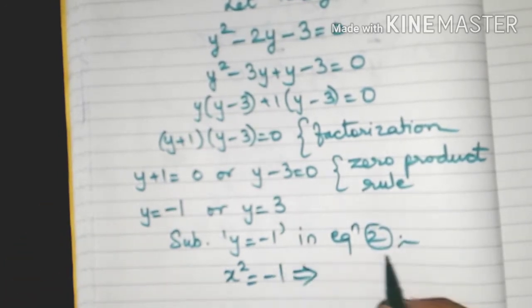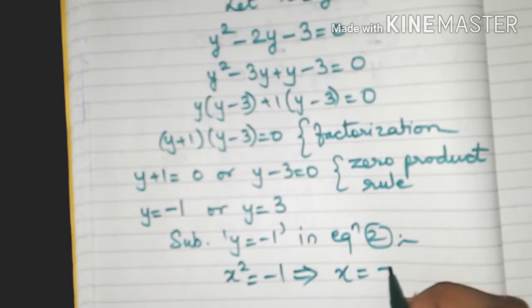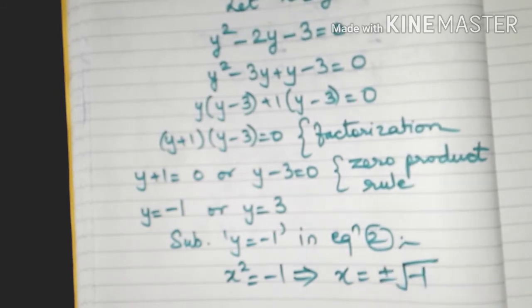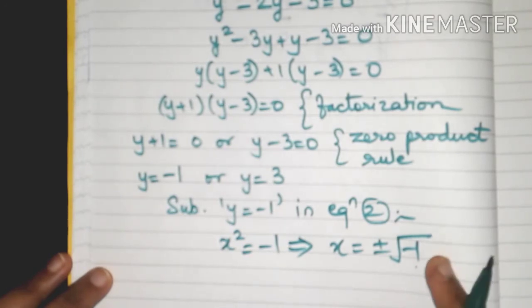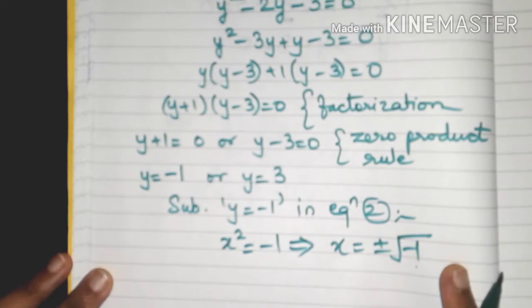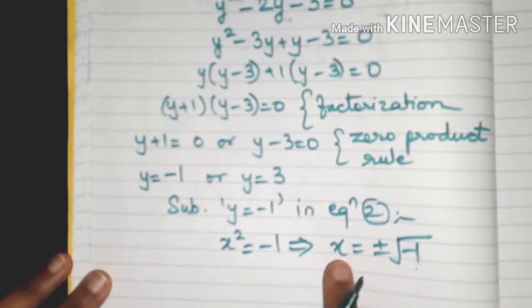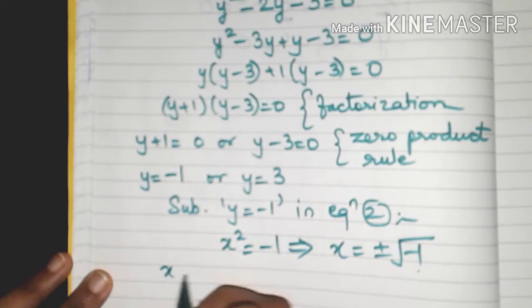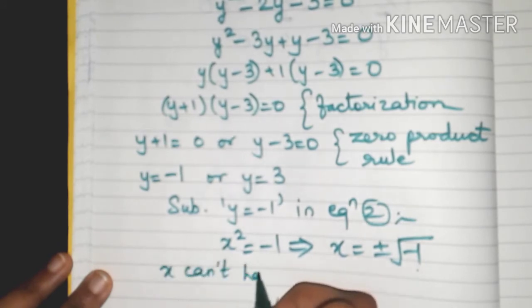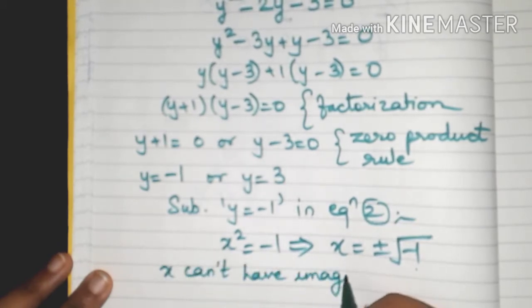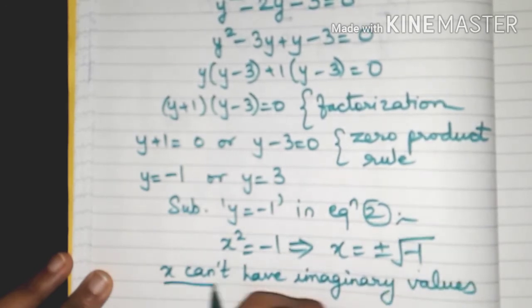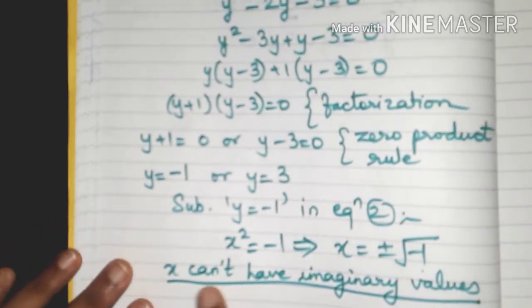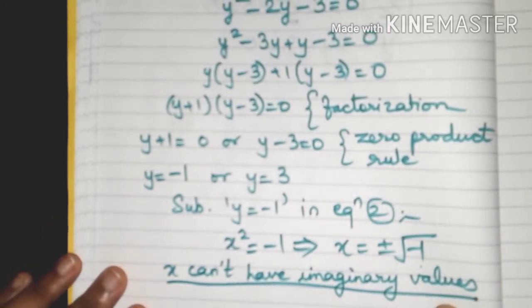So when I apply the root on both the sides, I will get x as plus or minus root of minus 1. So friends, root of minus 1 is a complex number. It's an imaginary number and we are currently not dealing with imaginary numbers. So we reject this value of x. So we say that x can't have imaginary values. Is it not? We are not dealing with imaginary numbers. So we say that x can't have imaginary values.